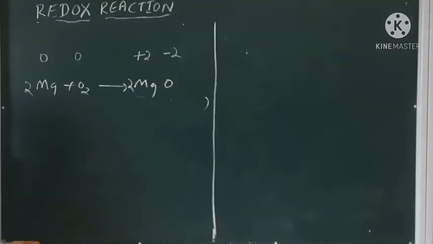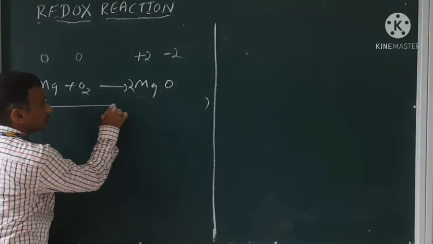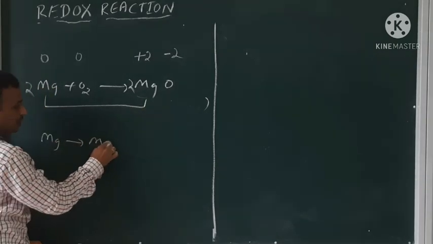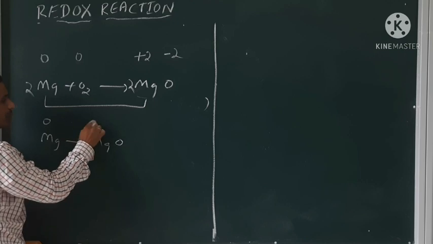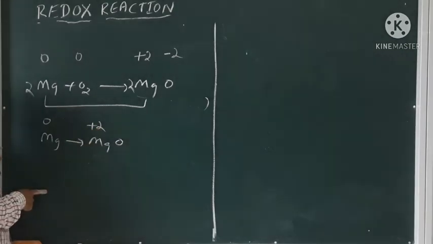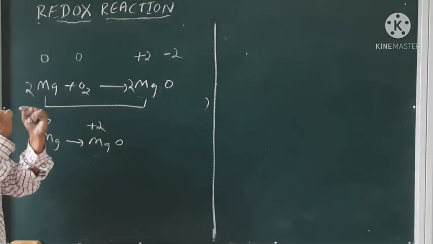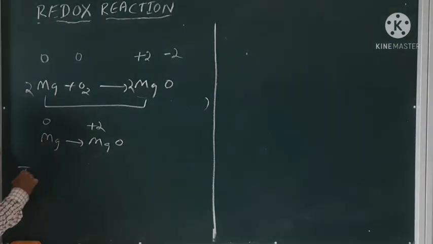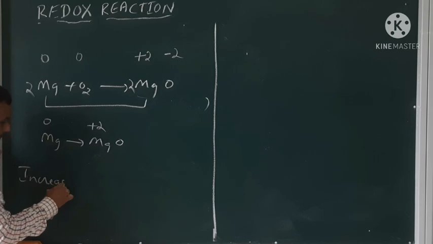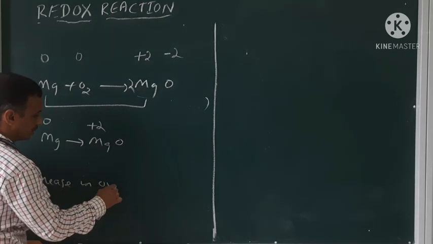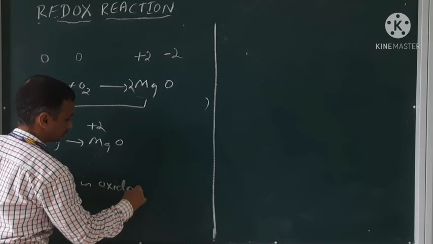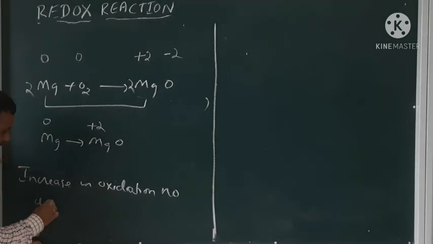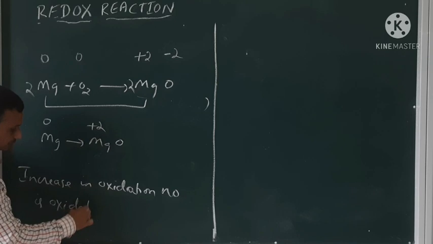And what's happening here? 0 to 2. If you consider magnesium in MgO, it was 0, and now magnesium is in the plus 2 state. There is an increase in the oxidation number, and an increase in oxidation number is oxidation only.